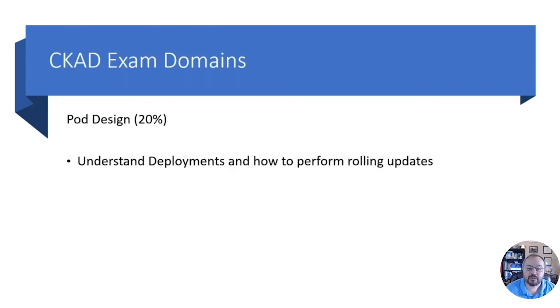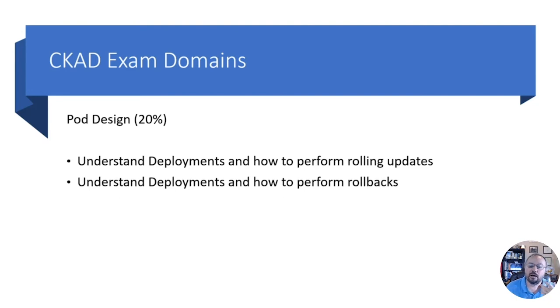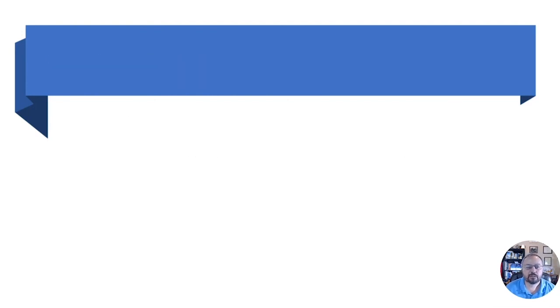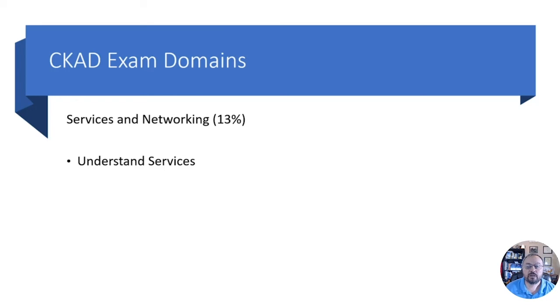Now, the next domain is pod design. And this is heavily tested, 20% as well. So we really need to know rolling updates, how to perform rollbacks, how to deal with jobs and cron jobs, labels, selectors, and annotations. And one thing we also want to keep in mind too is that this really builds, of course, on top of the previous domains. The next domain is services and networking.